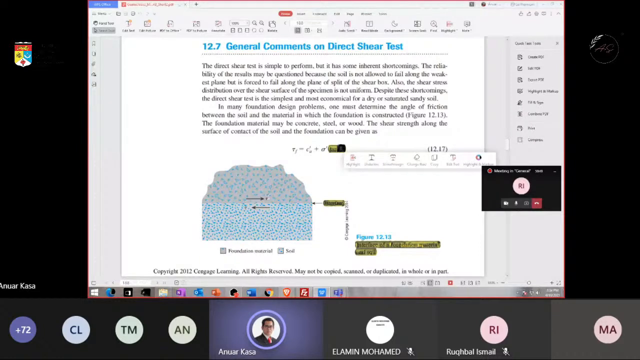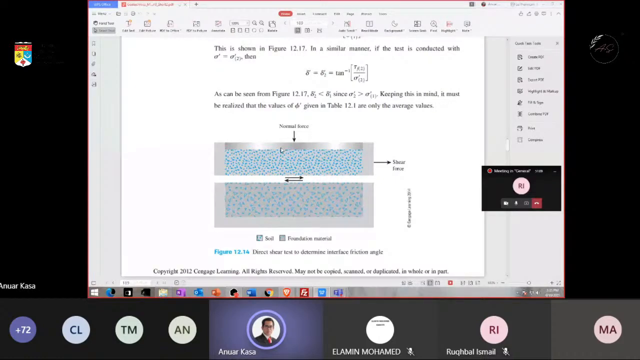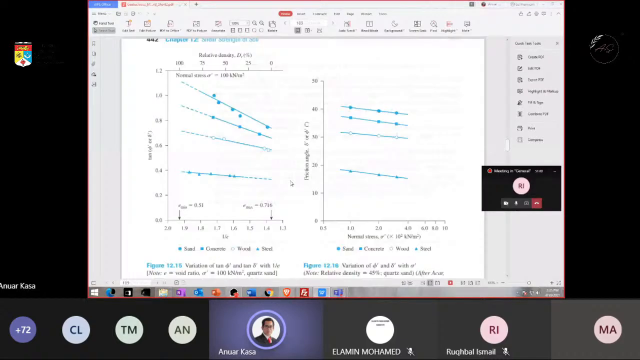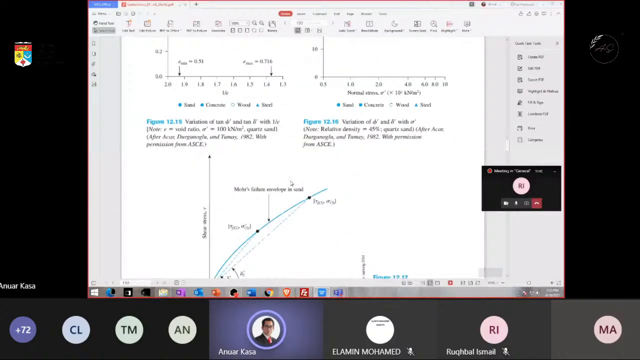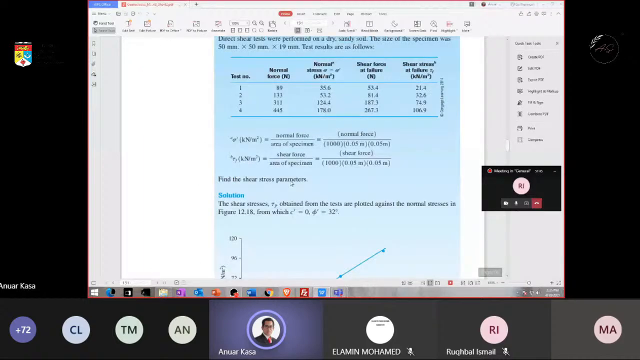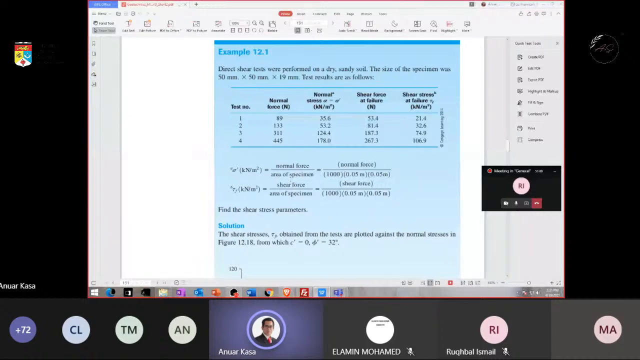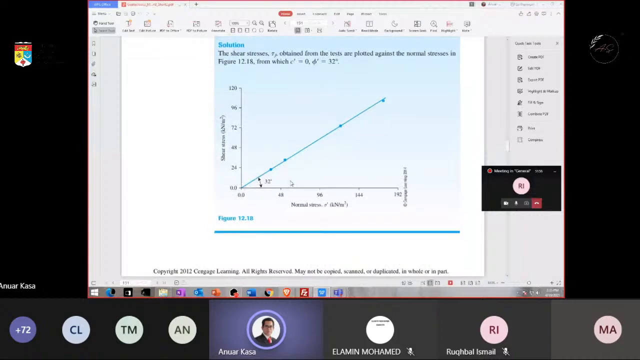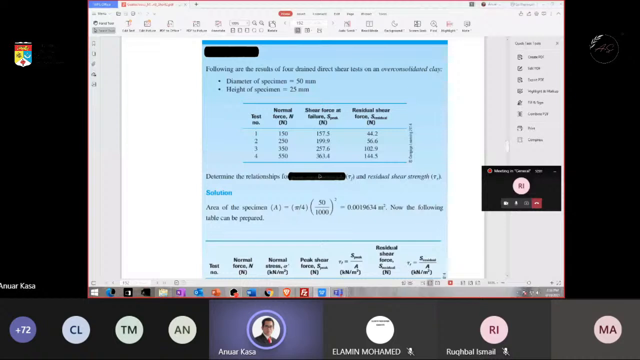Okay, this is the same to show soil on top here, and here is the foundation, normally concrete. So we shear something like this one, so we get the friction angle for the interface. Okay, I think you can read the rest. If you follow this one, you should be able to calculate the shear stress at failure at the end. And you can also get the C and phi, normally we look at C and phi.